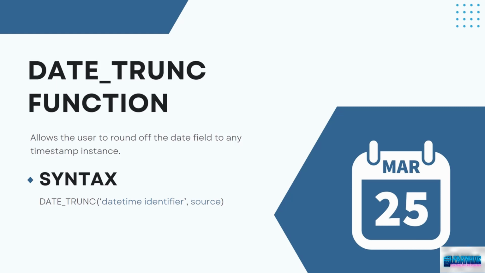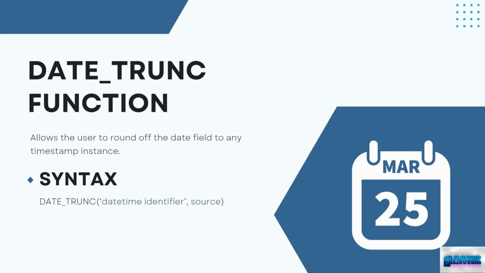The date_trunc syntax is date_trunc, open brackets, open single quotes, datetime, space, identifier, close single quotes, comma, space, source, close brackets. You can use the same datetime identifiers as the ones listed for date_part. Source is also the field, interval, or expression that you want to truncate from.